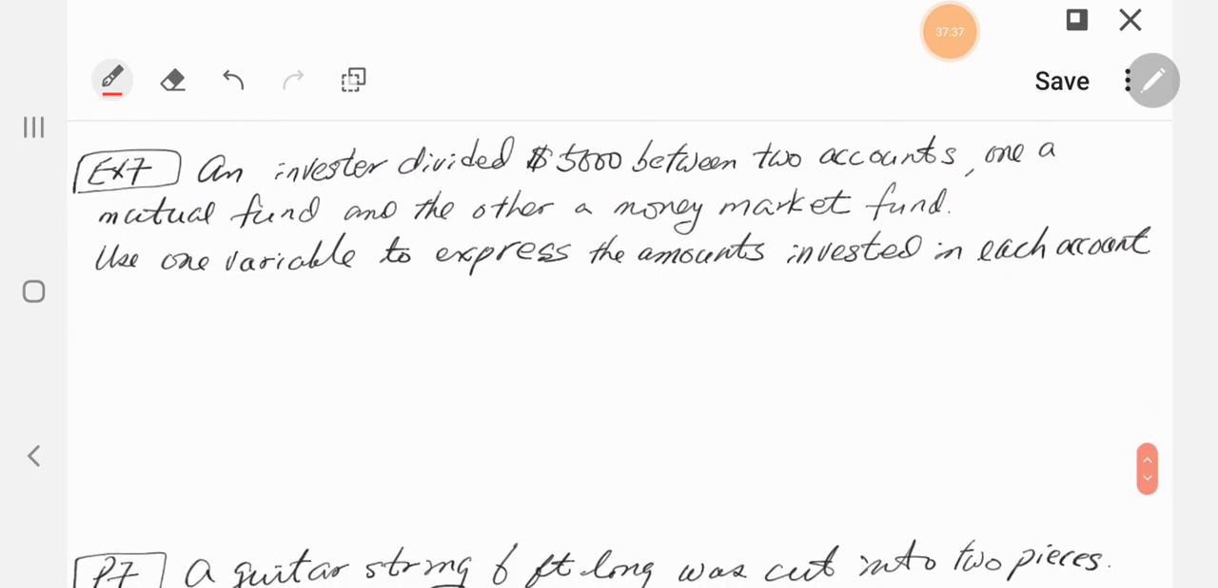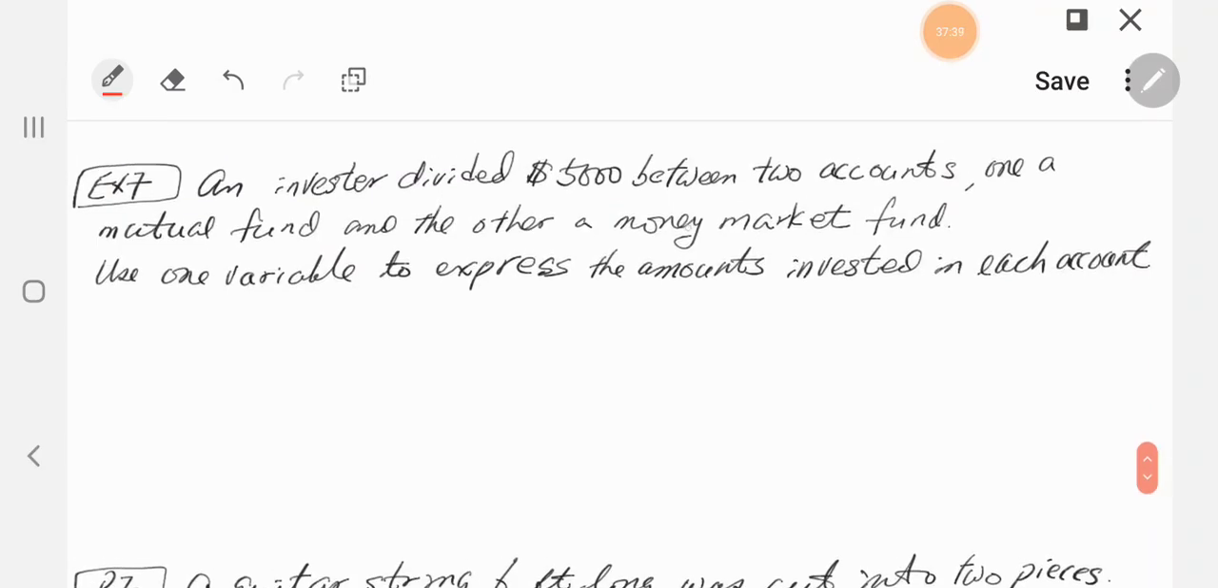All right, example 7. An investor has $5,000, and he's going to break it into two amounts that go to two different accounts: one is a mutual fund and the other is a money market fund. So why don't we draw a little diagram, divided into two parts.